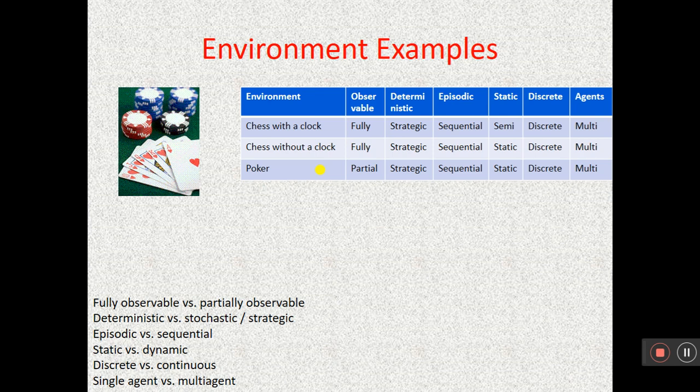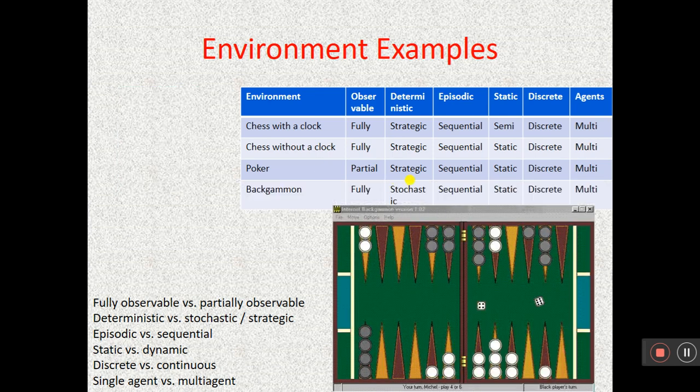Backgammon game, this is fully observable, this is sequential, this is static, yes, this is static. Discrete, yes, this is discrete. You have either 0 or 1. So the agents that are working in this environment are multi-agent. So this example is fully observable, this is sequential, this is static, this is discrete, and this is multi-agent.